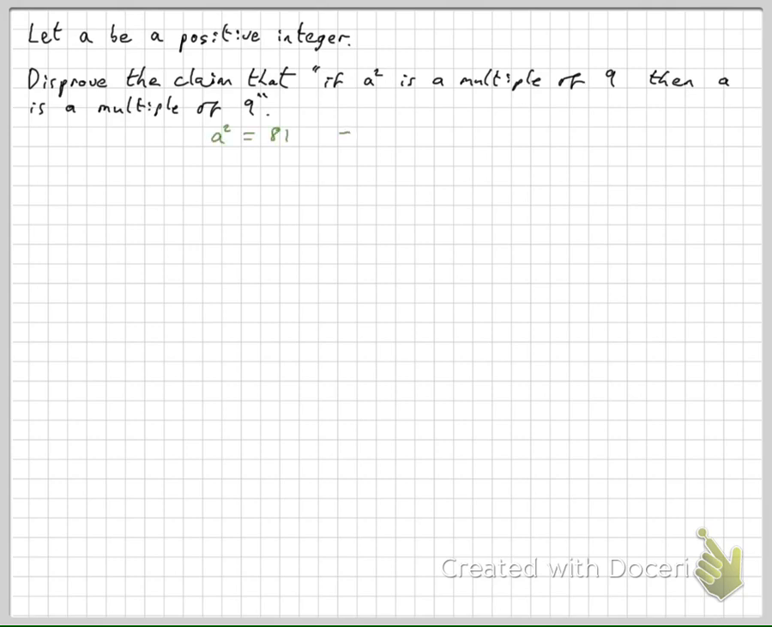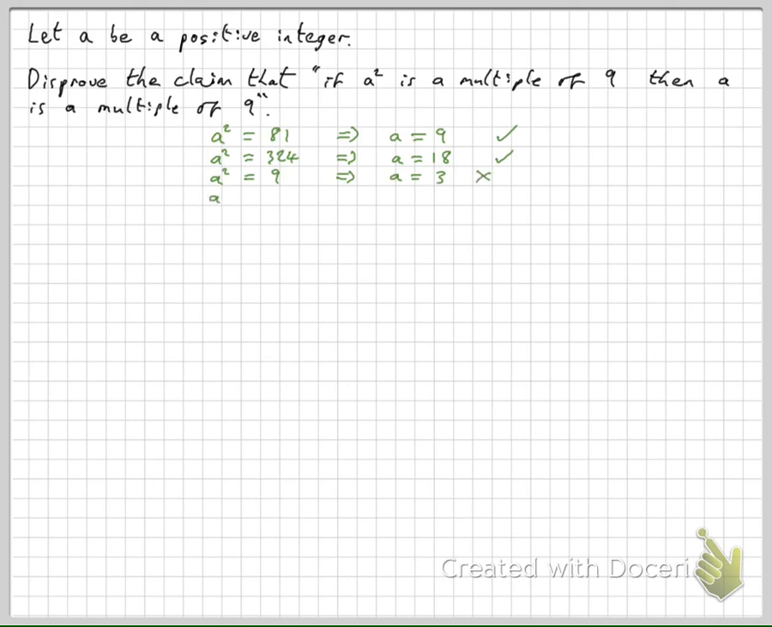So, well, let's look at some examples of where it works. If a squared is 81, which is a multiple of 9, then a is 9. Great. It works there, both multiples of 9. If a squared is 324, then a is 18. That seems to still work. But we don't have to look very hard to find a couple of counterexamples.